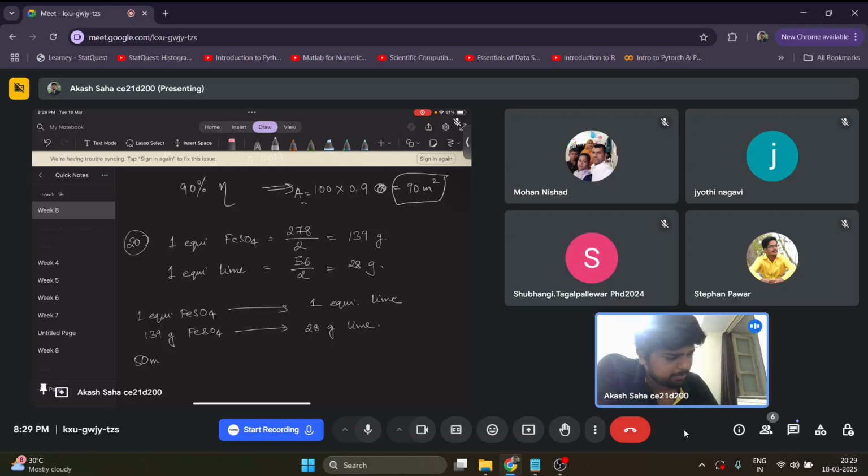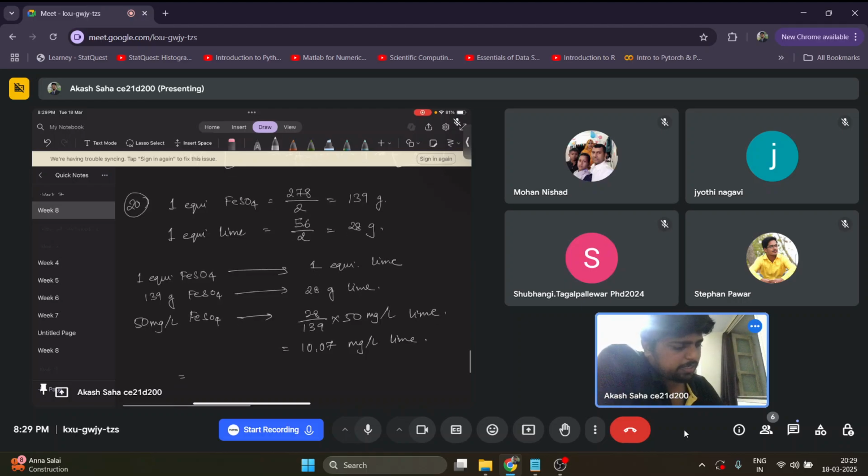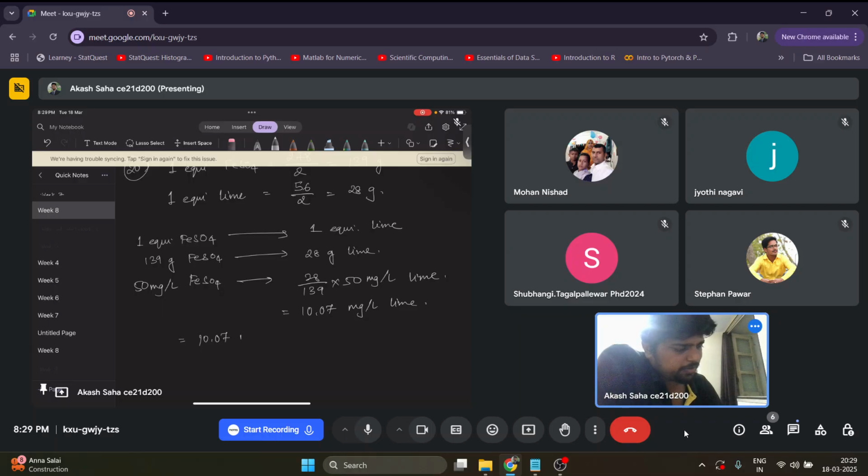So 50 milligram per liter of ferrous sulfate, what is given in the question, will react with 28 by 139 into 50 milligram per liter of lime. If you solve it, you will get 10.07 milligram per liter of lime. Okay, so we will just multiply it with the discharge to get in terms of weight. So 10.07 milligram per liter into 15 into 10 to the power 6 liters per day. I am changing milligram to kg, dividing by 10 to the power 6. So we'll get 151.05 kg per day. So this much lime is required, but this lime is 100% pure.